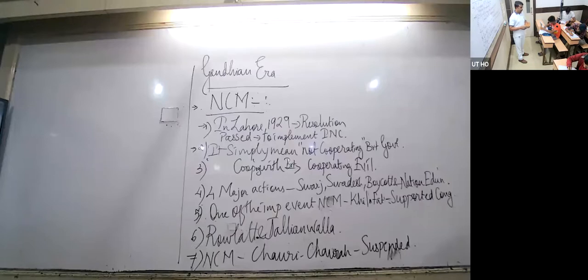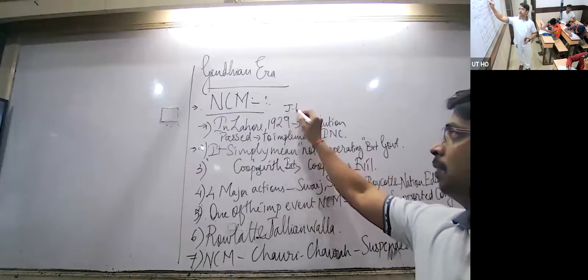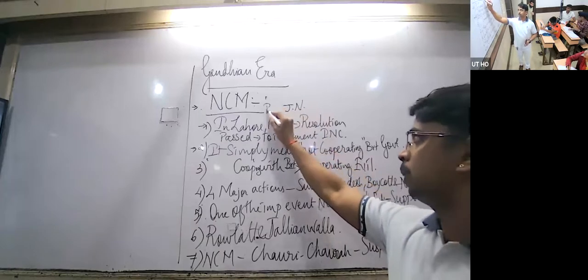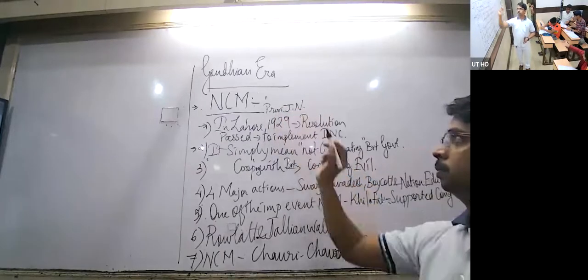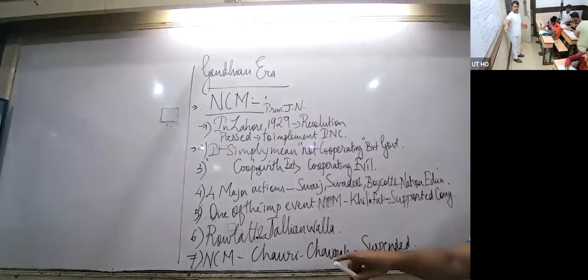Look at the end. It was Jawaharlal Nehru, the president. 1929 Lahore session, Jawaharlal Nehru. The president was Jawaharlal Nehru. He was the president of this session. 1929 Lahore session, Jawaharlal Nehru, president.